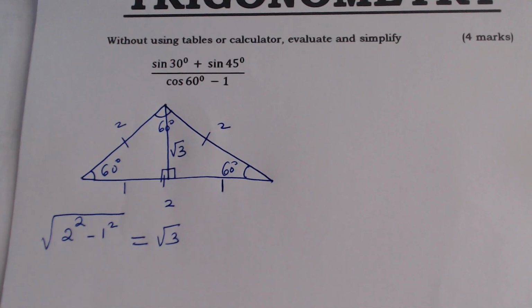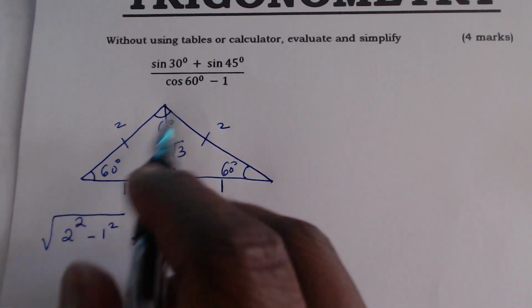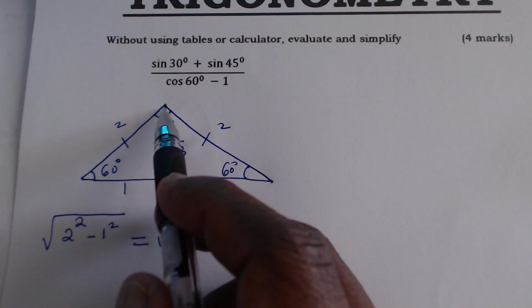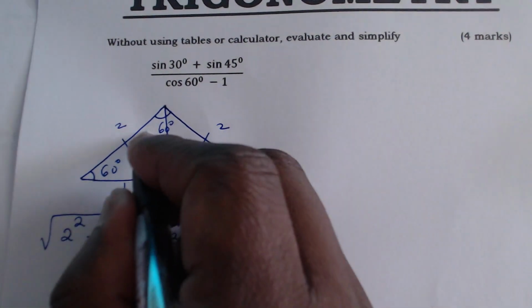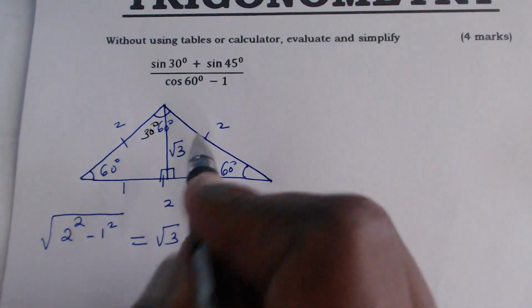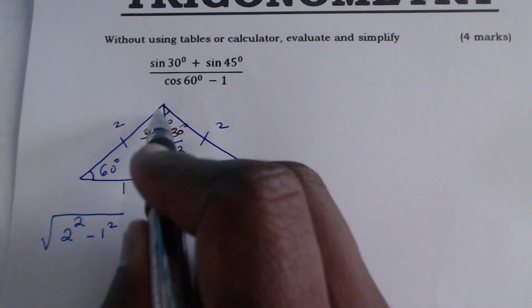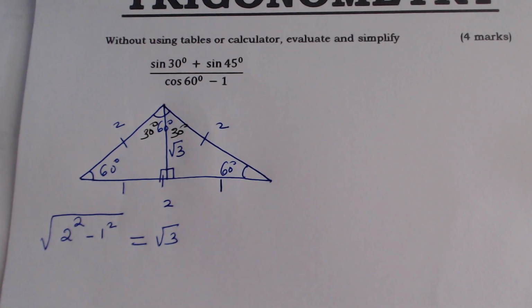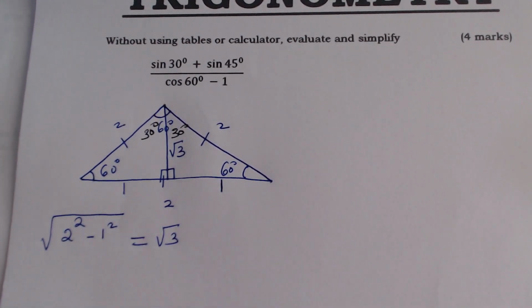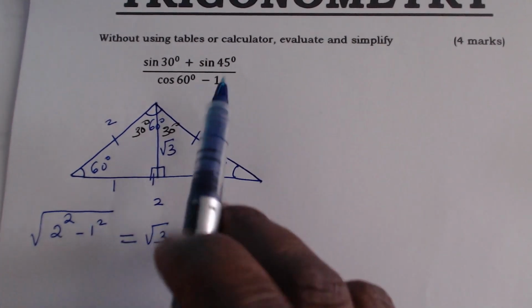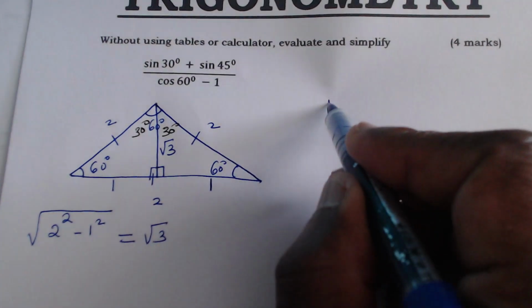Then don't forget that when you construct the perpendicular bisector from this point, this angle will be bisected and will be 30 degrees, and the other one will also be bisected. So this is the triangle that you're going to use in order to get the cosine of 60 and sine of 30. For sine of 45, we shall use another triangle.